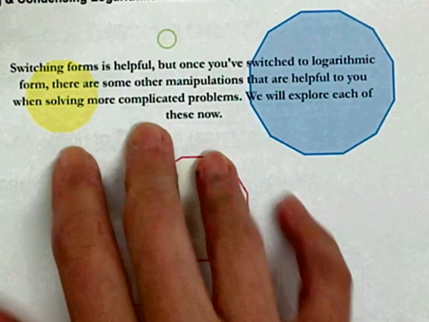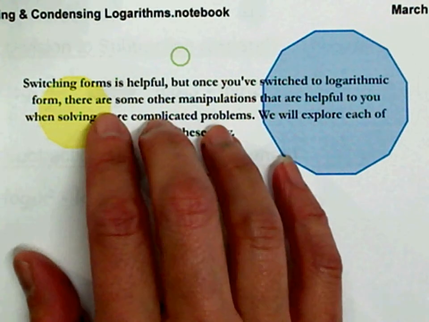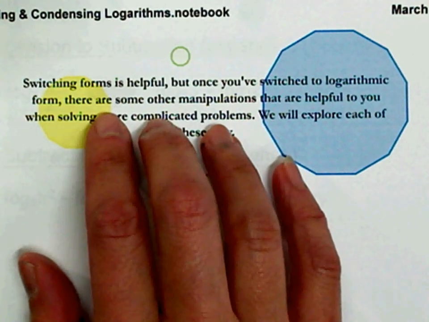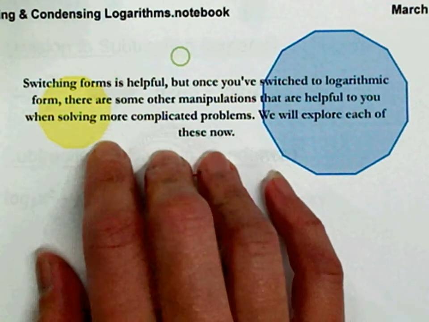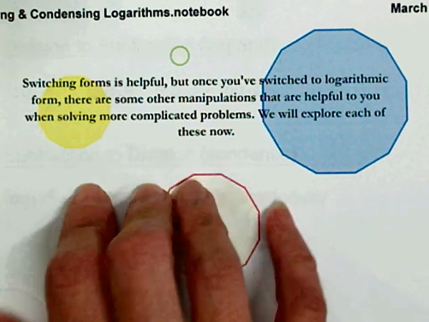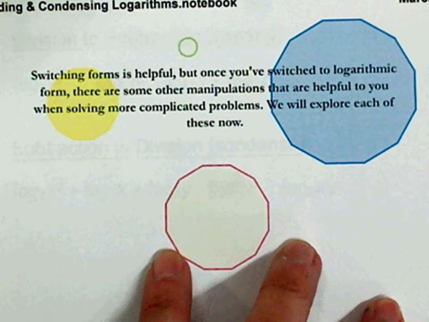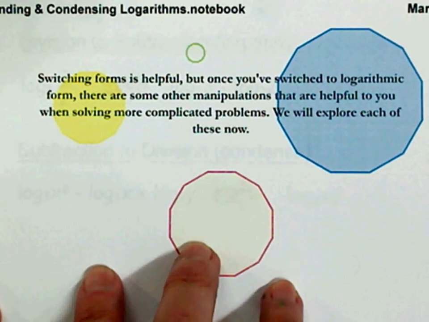So, switching form is helpful, but once you switch to logarithmic form, there are some other manipulations. Basically, you are manipulating all this information that are helpful to you when solving more complicated problems. So we're going to take a look at some of these manipulations. Bear with me. Make yourself a little note if you need to, okay? Do not rush through this part because you are going to need it for the rest of the unit.